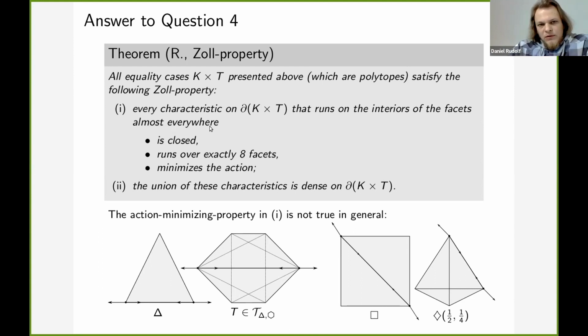And this is sometimes called the Zoll property for smooth cases. Here we have these polytopes, and one could have expected that for characteristics which are moving on lower dimensional faces, this is not true. And here are two counterexamples: if we look at characteristics on lower dimensional faces, then one can find closed ones which are not minimizing the action. Here one within the triangle configuration, and here also one within the parallelogram configuration.